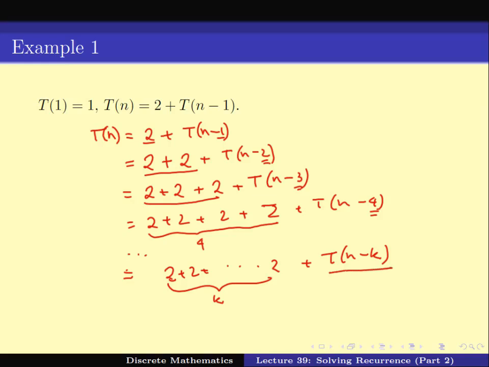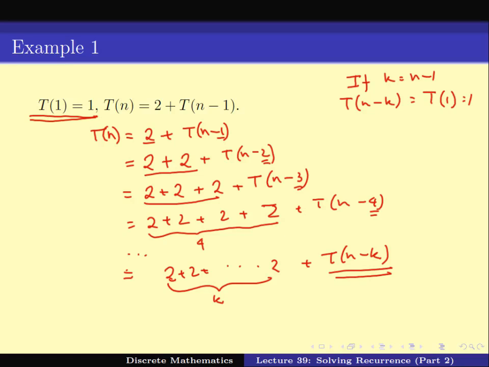Now, this number will somehow have to vanish. The idea is that the initial value, T1 equals 1, gives us the hint. So we have to set k equals n minus 1, then T of n minus k equals T1, which equals 1. So I have to put this as n minus 1.